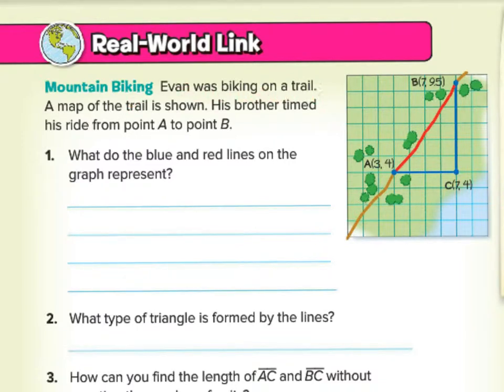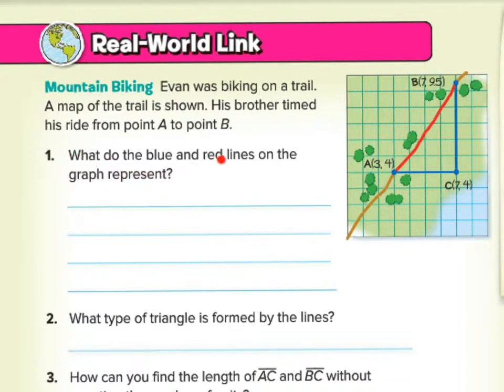Evan was biking on a trail. A map of the trail is shown. His brother timed his ride from point A to point B. So here's point A to point B. Clearly it's not a perfect line, but we could get a good estimate of this distance if we lay down a grid and we make straight legs. So we have our run and we have a rise, okay? And we know that the sum of both legs squared will give us our hypotenuse, right?